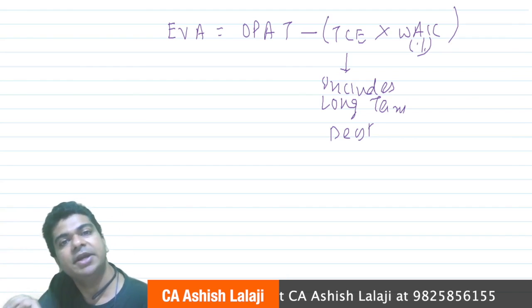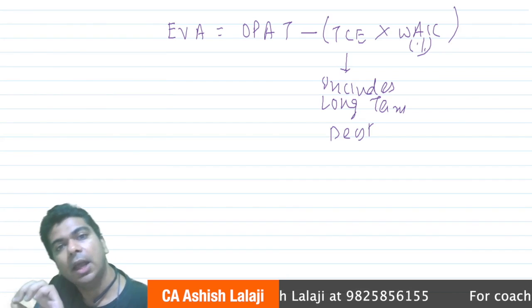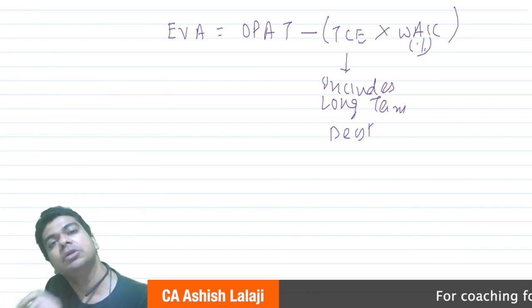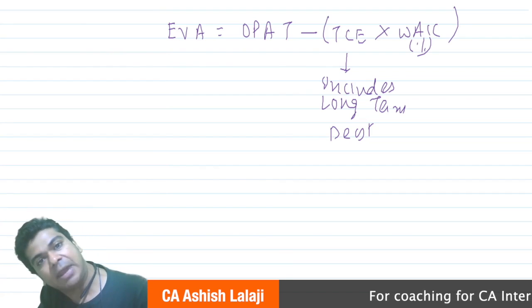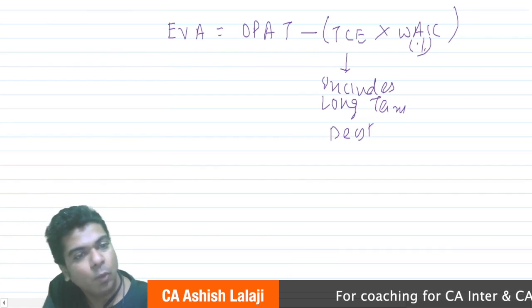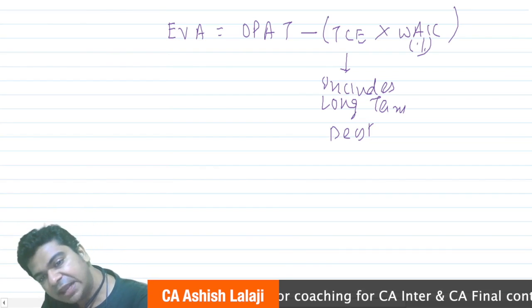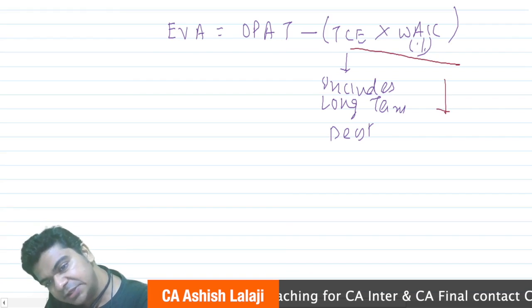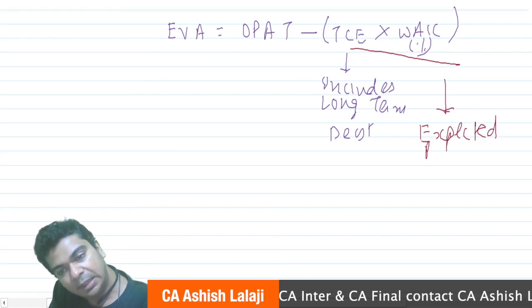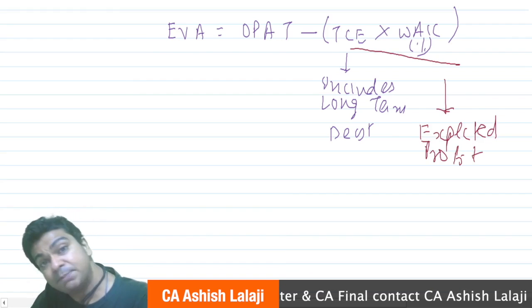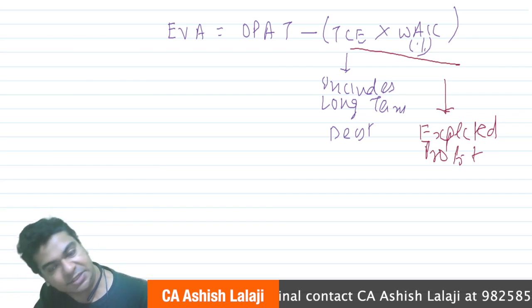When I calculate the weighted average cost of capital, even there I will consider equity share capital, preference share capital, and also the long-term debt. So TCE will be multiplied by WACC. When you multiply these two, the figure that you get will be the expected profit. But please understand this: this expected profit is from the viewpoint of all long-term investors.